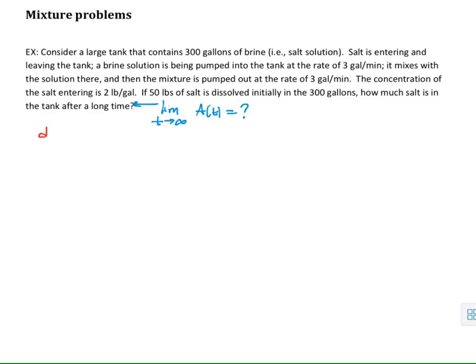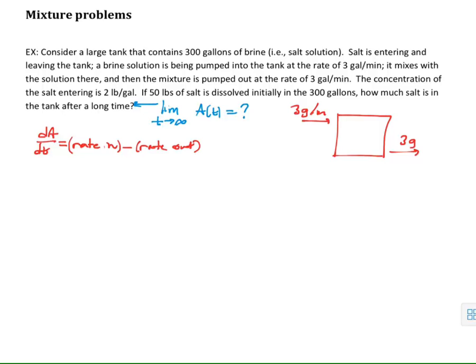Exactly. So dA/dt is rate in minus rate out. So let's draw a picture. We know coming in I have 3 gallons per minute, and going out I have 3 gallons per minute. And what's the concentration coming in? Does it tell me? 2 pounds per gallon.